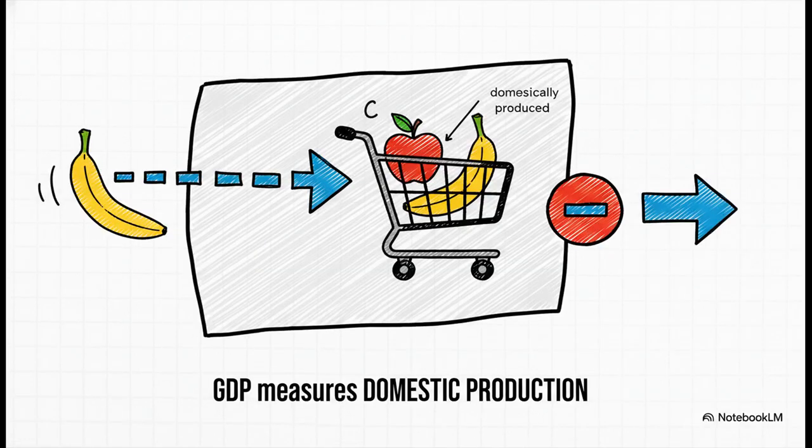Another really common misconception is about imports. When you see that M is subtracted in the formula, it's so easy to think that imports are somehow bad for the economy. But that's not what's happening at all. Remember, the C, G, and I components all include spending on imported goods. We have to subtract M simply to remove that foreign-produced spending from the calculation, because GDP is a measure of domestic production. It's purely an accounting adjustment, not an economic judgment.